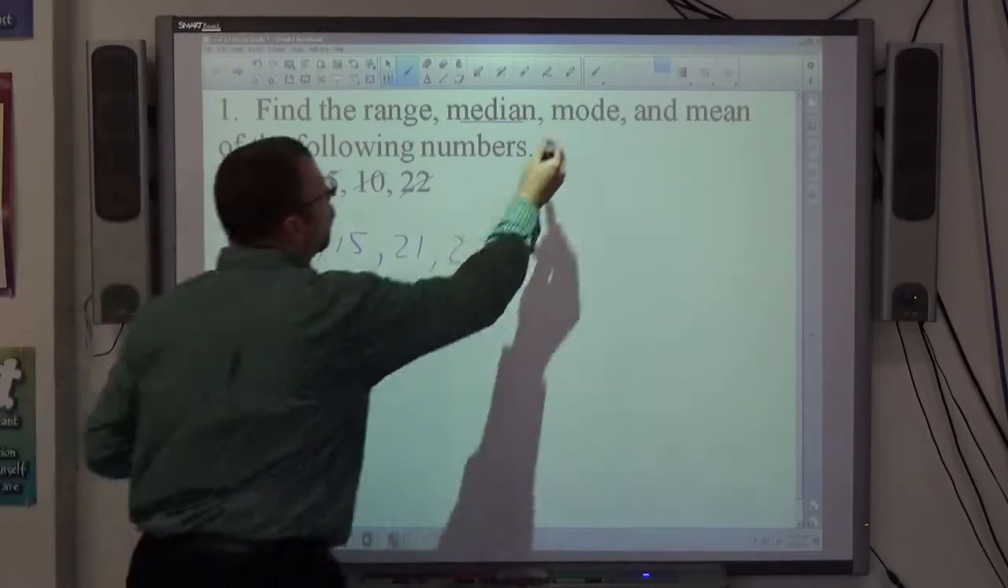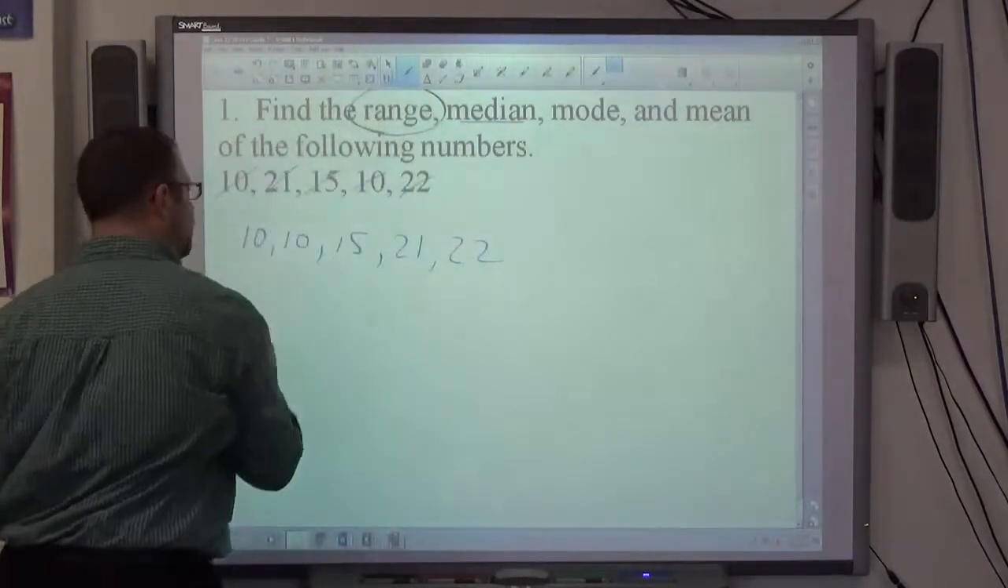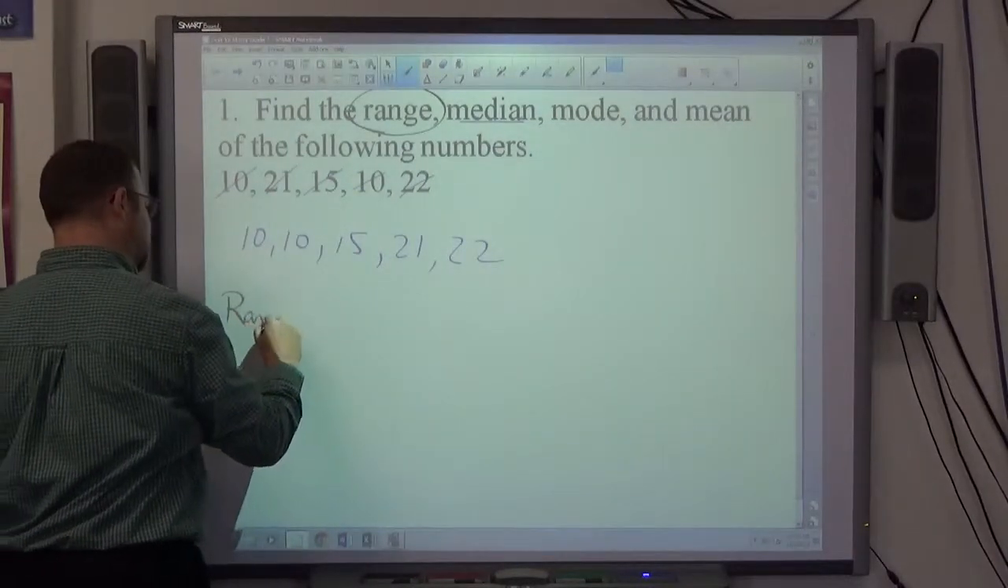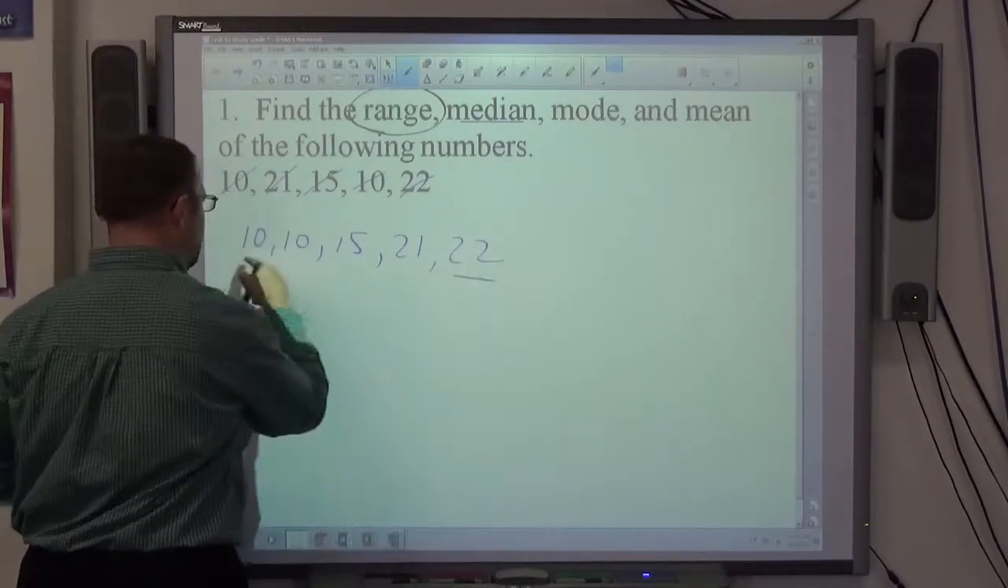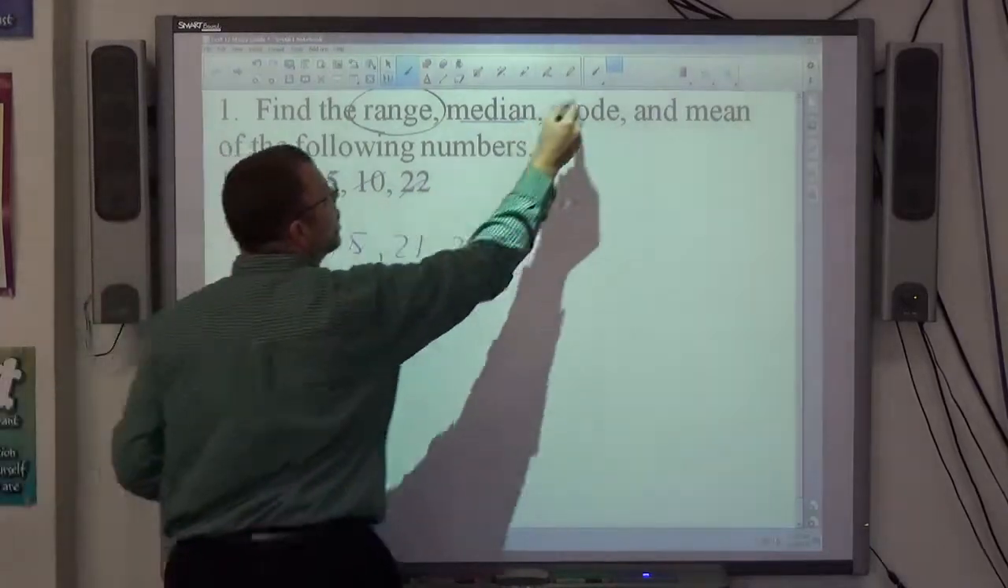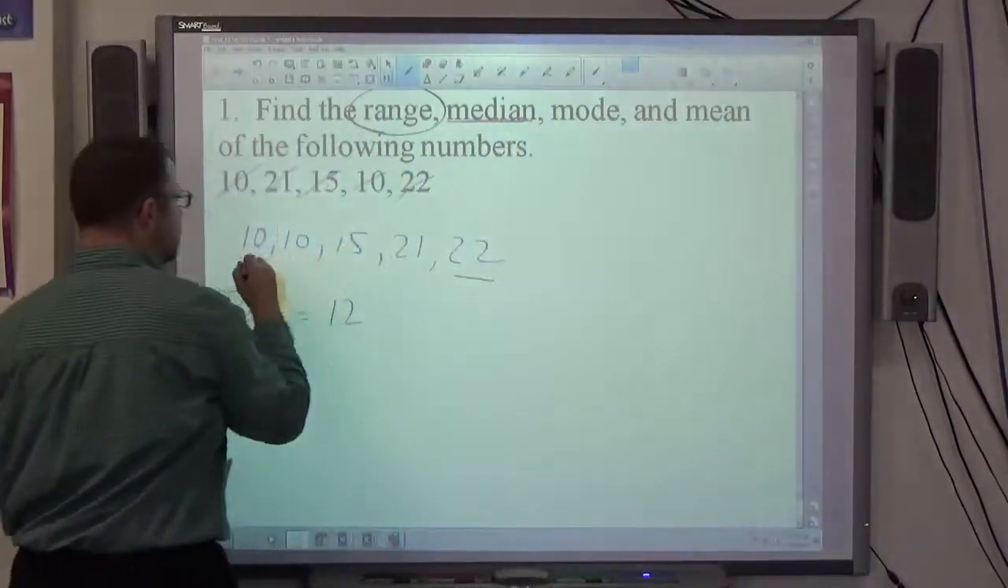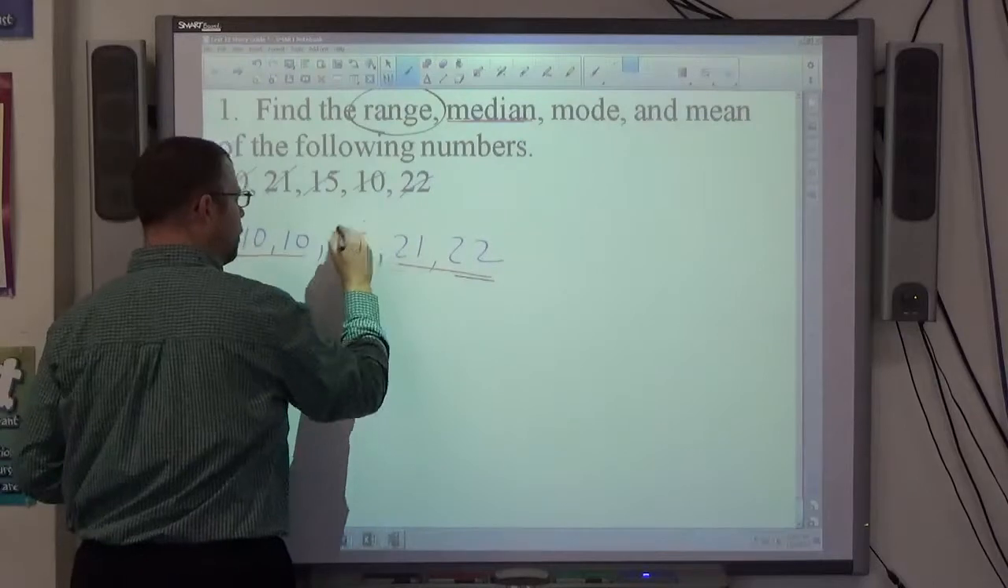So first off, range is the biggest minus the smallest. So 22 minus 10 is equal to 12. The median is the middle. So we've got 2 here, 2 here. This is the middle.